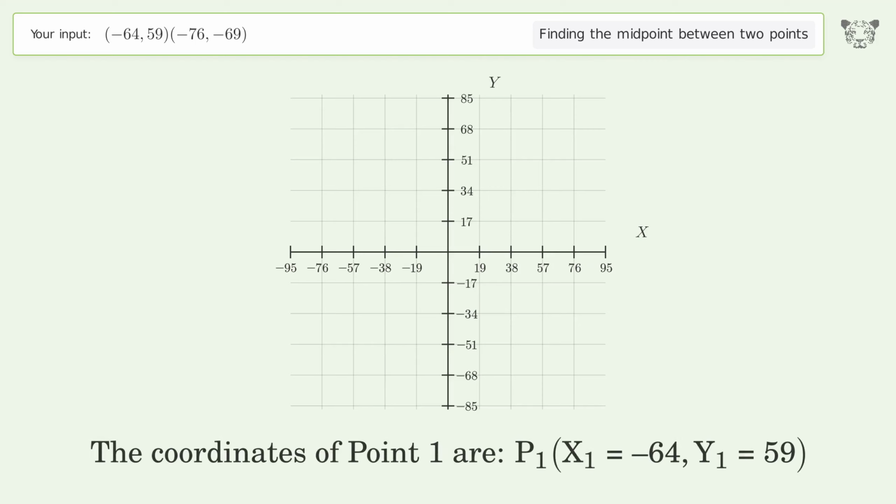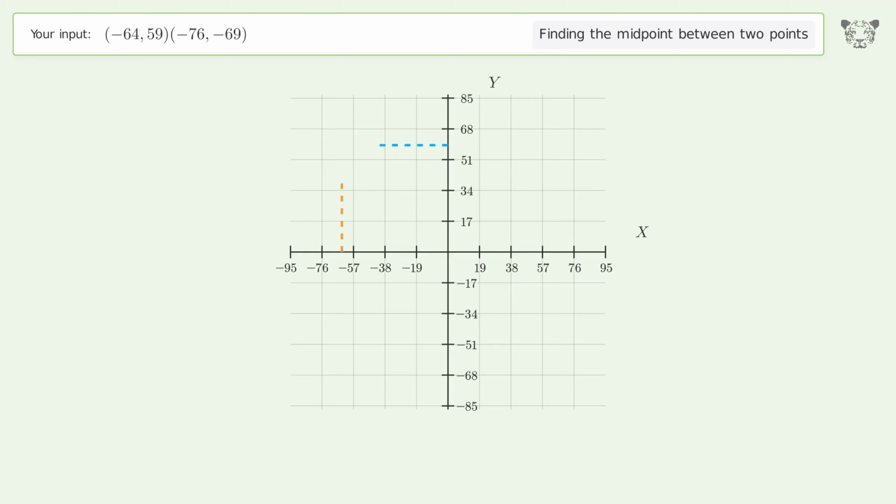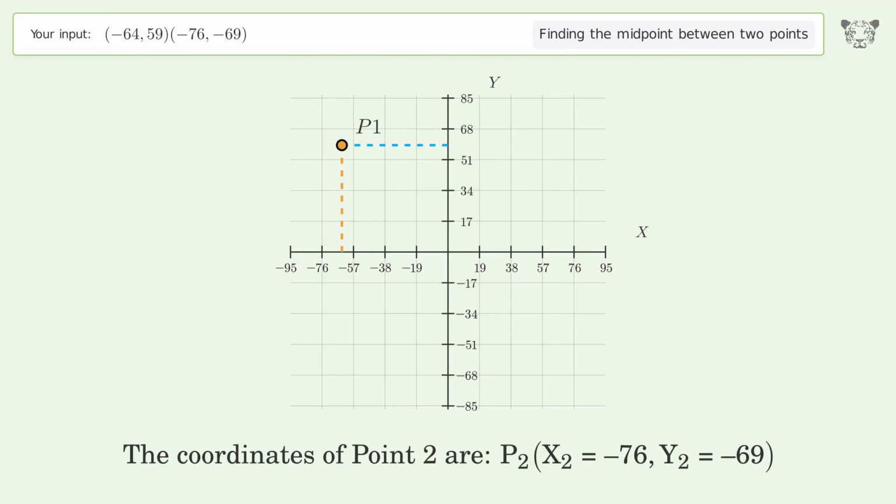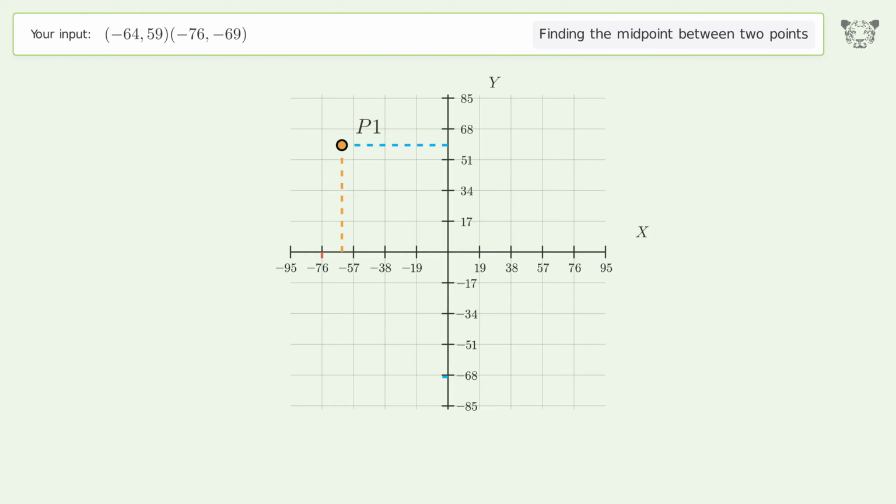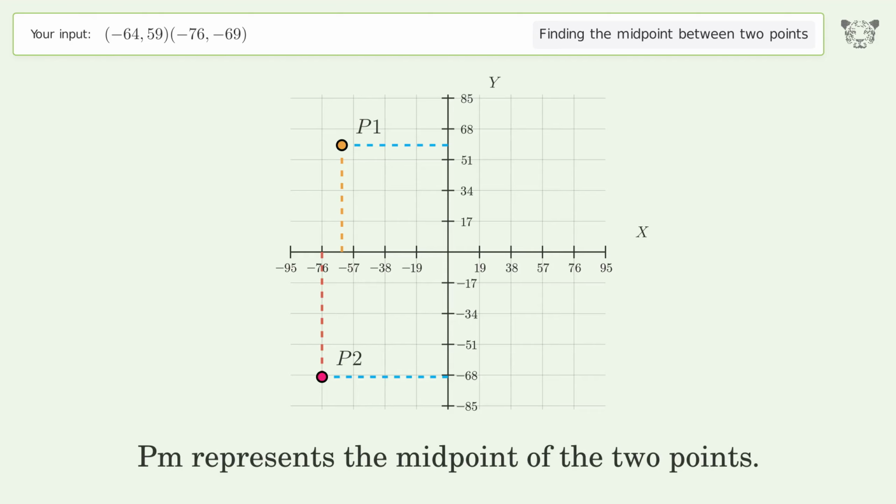The coordinates of point 1 are x1 equals negative 64, y1 equals 59. The coordinates of point 2 are x2 equals negative 76, y2 equals negative 69. PM represents the midpoint of the two points.